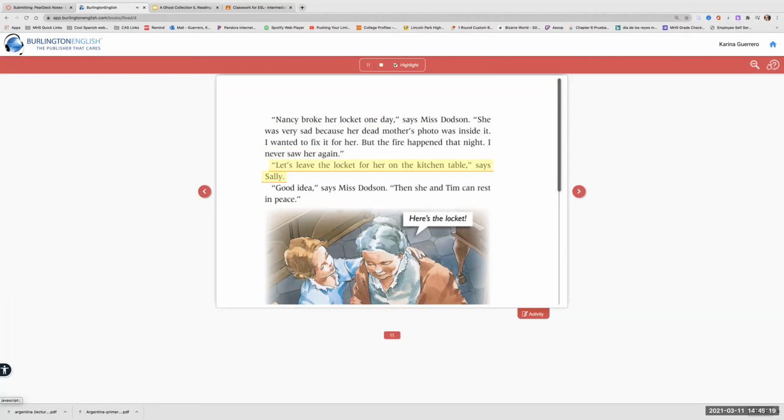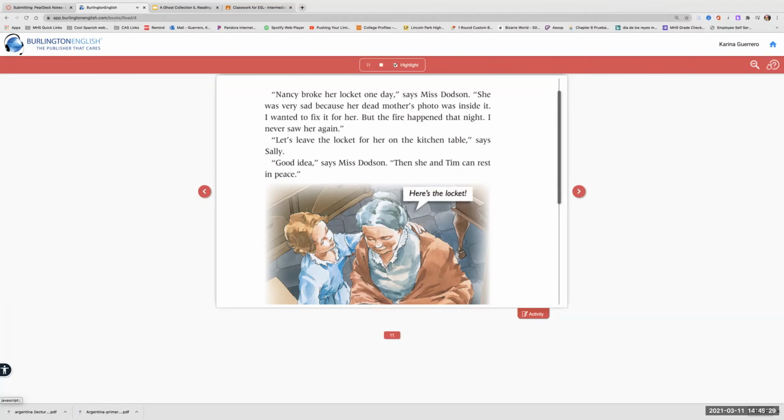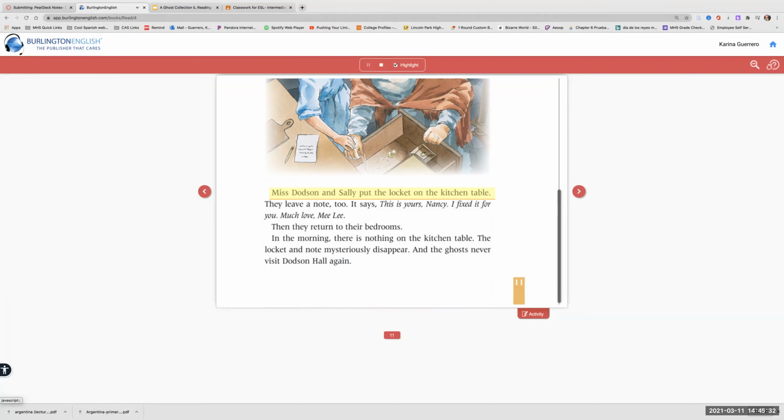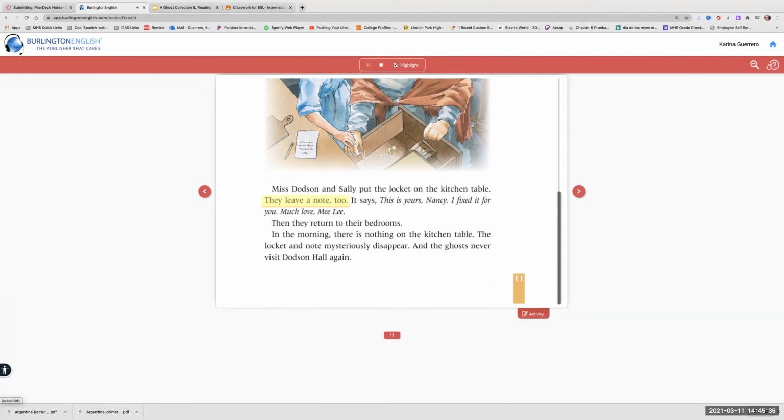Let's leave the locket for her on the kitchen table, says Sally. Good idea, says Miss Dodson. Then she and Tim can rest in peace. Here's the locket. Miss Dodson and Sally put the locket on the kitchen table. They leave a note, too. It says, This is yours, Nancy. I fixed it for you. Much love, Mealy. Then they return to their bedrooms. In the morning, there is nothing on the kitchen table. The locket and note mysteriously disappear. And the ghosts never visit Dodson Hall again.